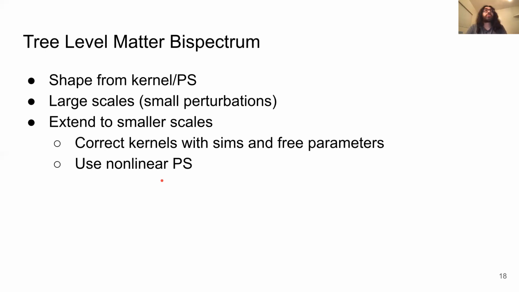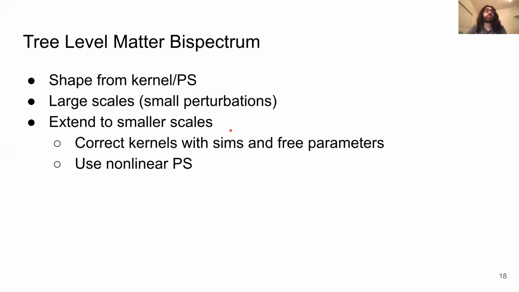So if you use that formalism, then the resulting bispectrum is called the tree level bispectrum. And this holds for large scales or small perturbations. But we can also extend this actually to larger scales as well. And so there are a couple of ways of doing this.